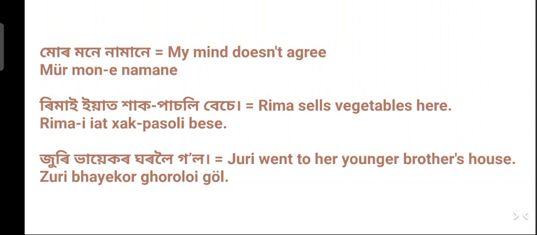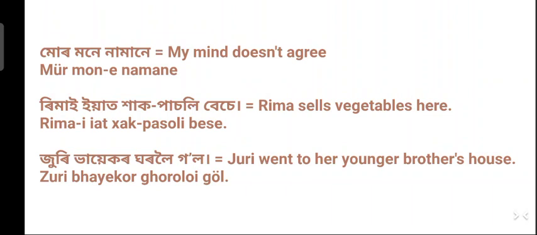Rima sells vegetables here. But there is an exception for this second ending for nominative case. It's when the verb is not transitive. That means when the verb is intransitive. For example, Zuri bhayekor ghorle gol. Zuri went to her younger brother's house.